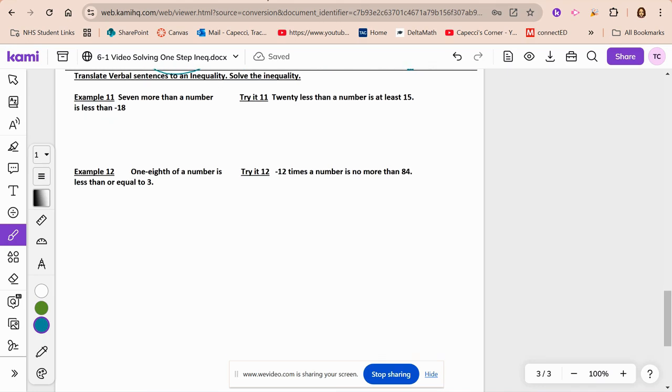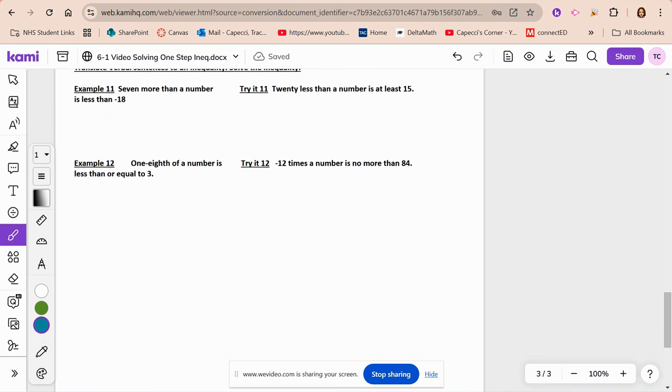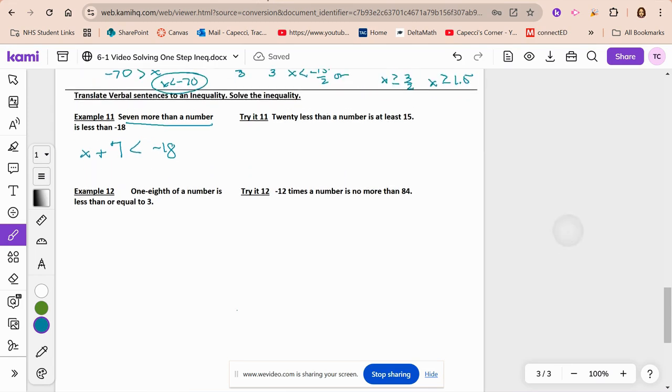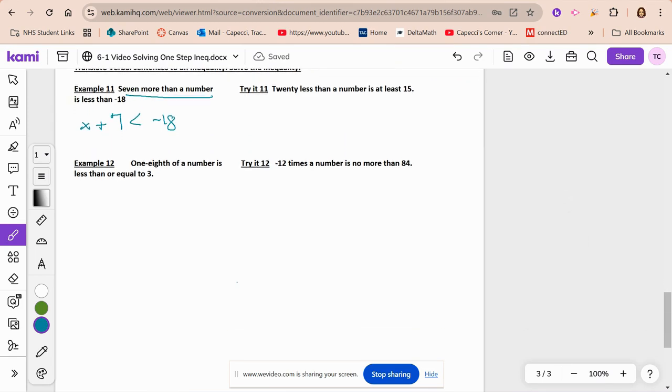All right, let's do some translations. We're going to do a little bit more of this with the next section, but let's see what we have for now. 7 more than a number, now, you did this with equations before, 7 more than a number is less than or equal to negative 18. I like to read that back. Now it wants us to solve it, so I'm going to bring the 7 to the other side, and I have x is less than or equal to negative 25.